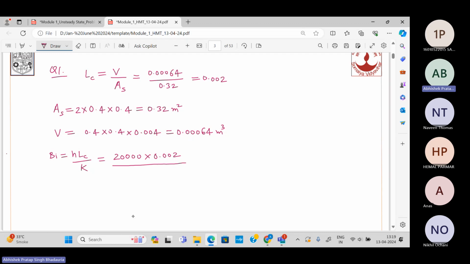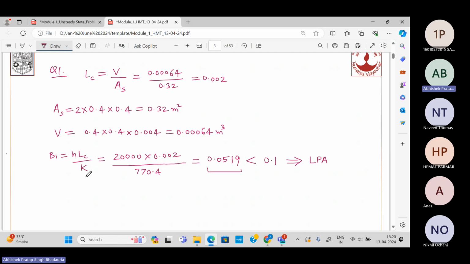So the thermal conductivity value is given as 770.4. Now let's calculate this. The calculated value of the Biot number will be 0.0519. So you can see this is the calculated value of Biot number, which is less than 0.1. This value is less than 0.1, so the lumped parameter analysis is applicable.